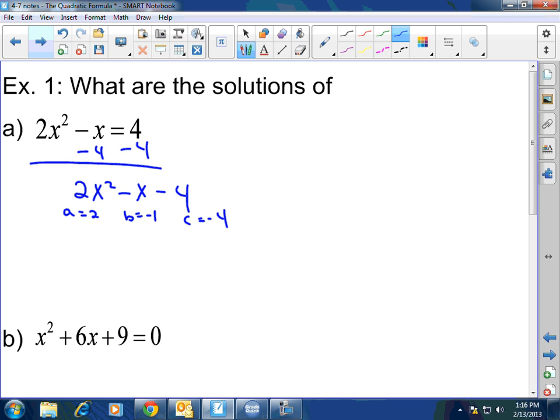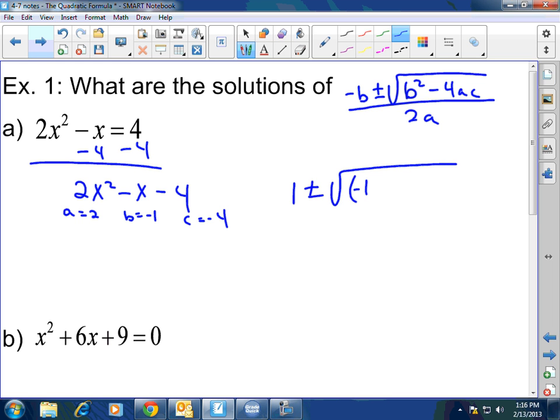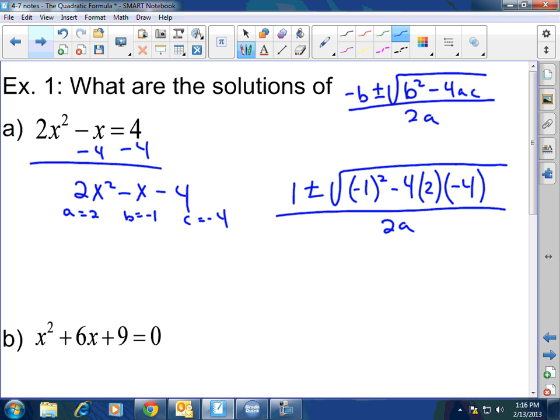So now, remember the formula. It's negative b plus or minus the square root of b squared minus 4ac, divided by 2a. So now it's just plug and chug. So negative times a negative b, so we've got 1 plus or minus the square root of negative 1 squared minus 4 times a times c, divided by 2a. So I've got 1 plus or minus the square root of, that's 16, 32, 32 plus 1 is 33, and 2 times 2, that's 4. Done.